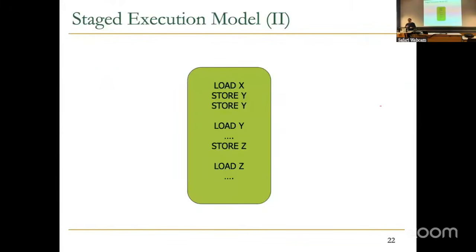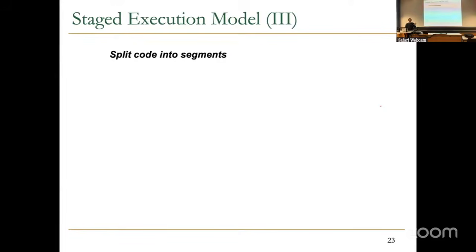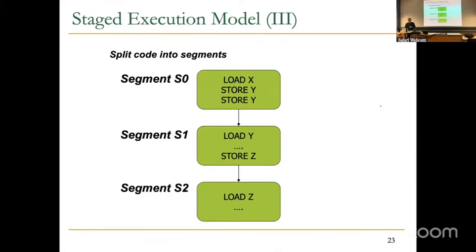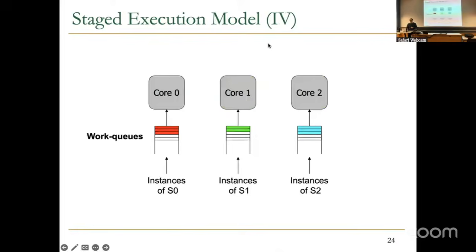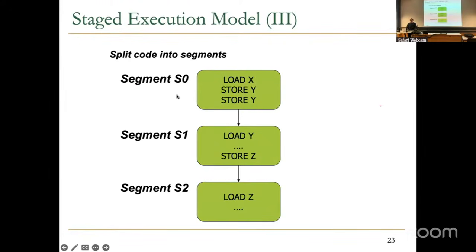Okay, so let's take a look at the staged execution model. Assuming you start with a single program, I'm just showing you the loads and stores. You split, or someone splits, the code into segments. It could be the programmer, it could be the compiler, it could be the hardware. Assume that the programmer has done it. Now you have segments S0, S1, S2, and they communicate with each other. Maybe segment 0 operates on the same type of data, right? You can think of it that way, some similar arrays. And then you communicate something to segment 1 and then something to segment 2.